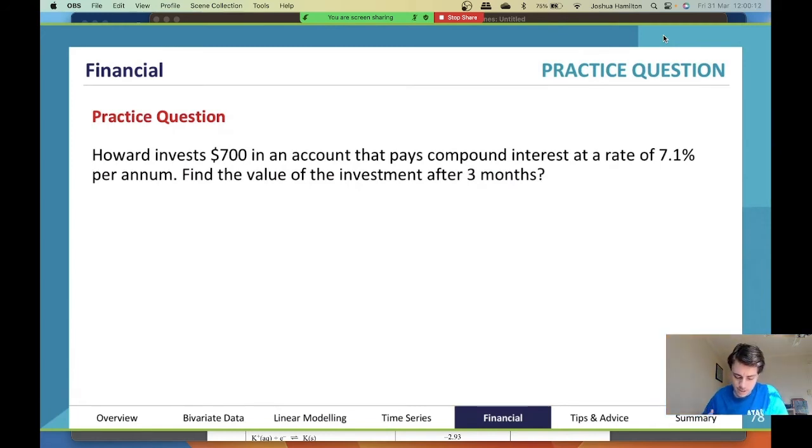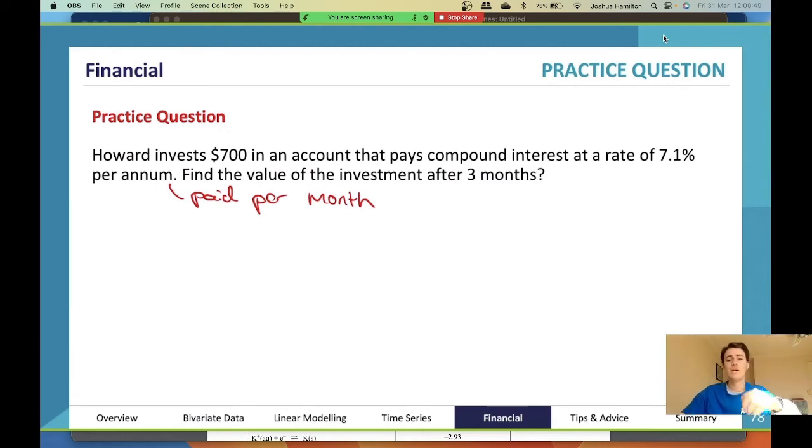So Howard invests $700 into an account that pays compound interest at 7.1% per annum. Find the value of the investment after 3 months. Now, this question does not give you enough information, because it should tell you when we are getting interest. So it's 7.1% per annum paid per month. Really important, it needed to say the compound interest is per month. It didn't say that, so this question is actually wrong in a sense.